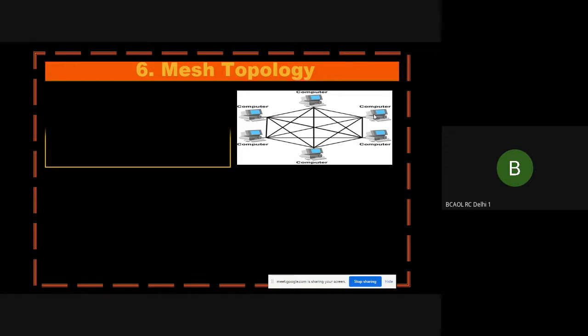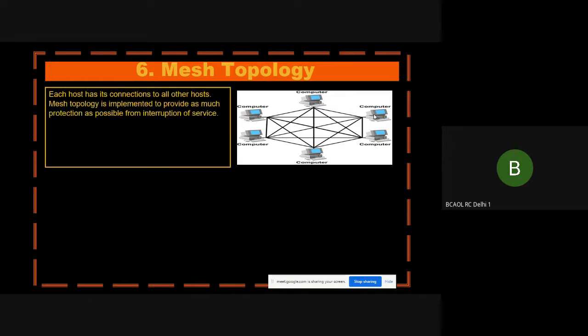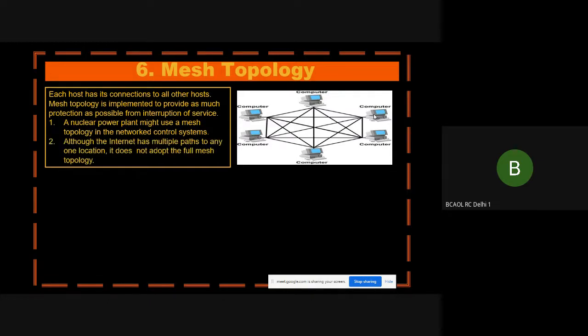So basically, in mesh each host has its own connection to all other hosts. Mesh topology is implemented to provide as much protection as possible from interruption of service. A nuclear power plant might use a mesh topology in its network control system. And although the internet has multiple paths to any one location, it does not adopt the full mesh topology.